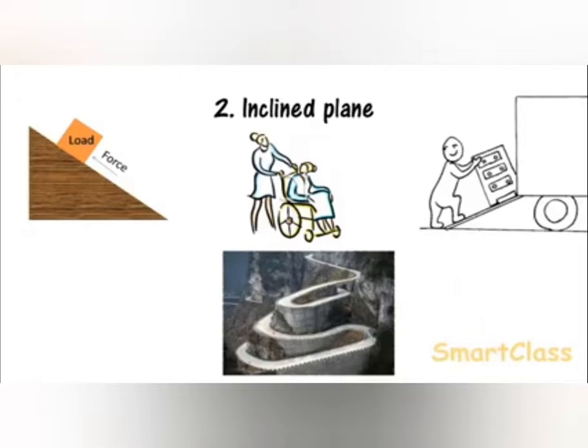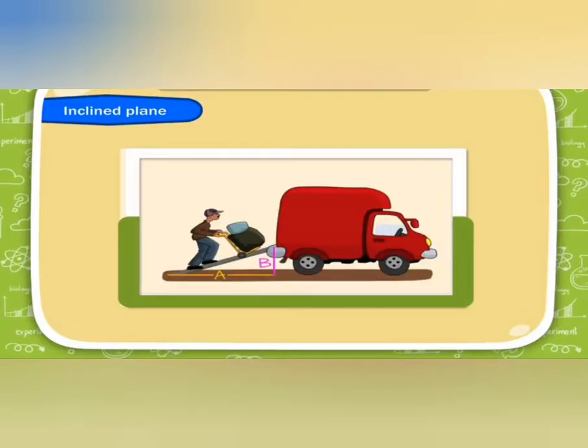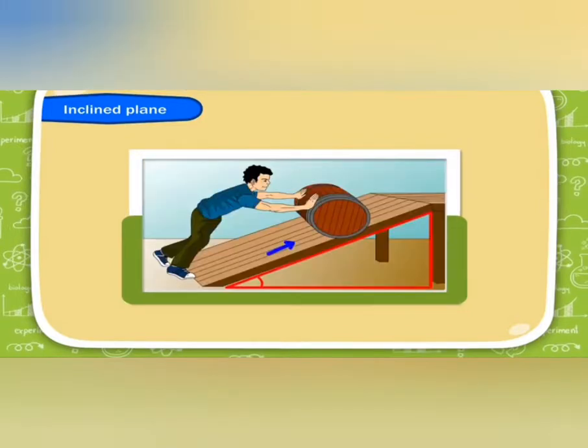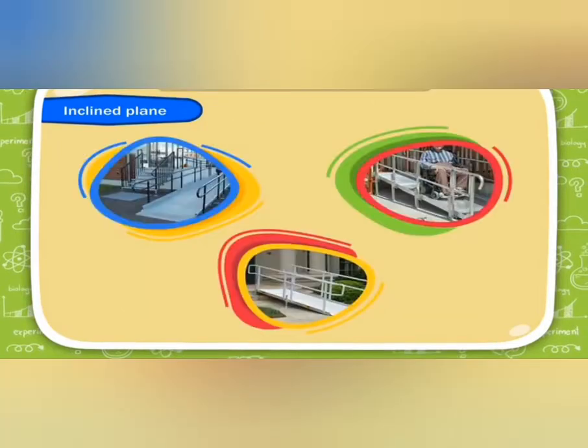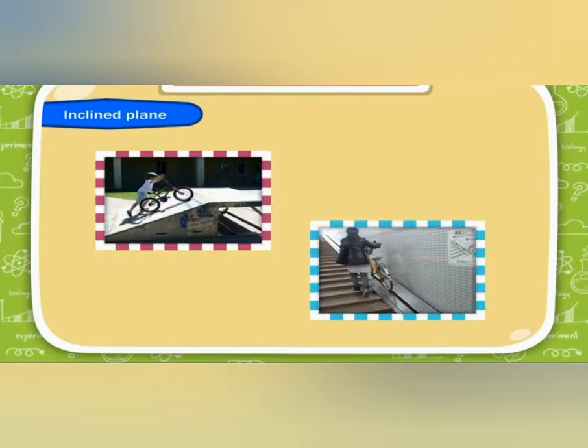An inclined plane is a sloped surface that reduces the effort needed to move heavy loads. We can easily push or roll an object on an inclined plane rather than carrying it with our hands. Inclined planes are used for loading or unloading heavy goods from trucks. Heavy and big objects are rolled up or down easily on an inclined plane. Roads and mountains are the best examples of inclined planes. We can see inclined planes in hospitals and shopping malls also.